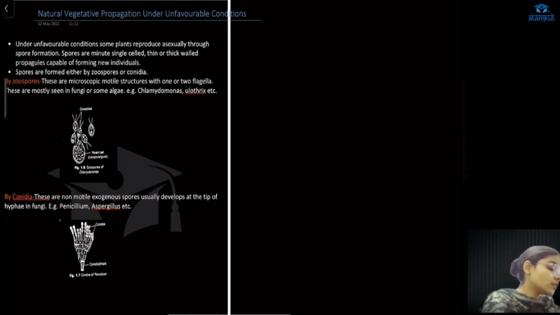So let us go through this. Under unfavorable conditions, some plants reproduce asexually through spore formation. Spores are minute, with thick or thin cell walls, and they are capable of forming new individuals. Spores are formed either as zoospores or as conidia.